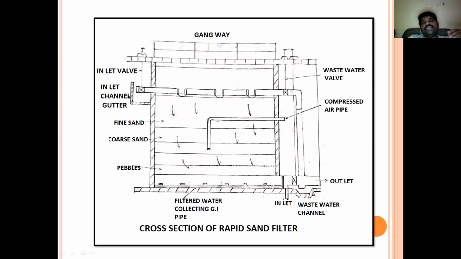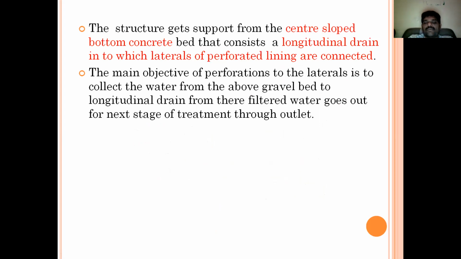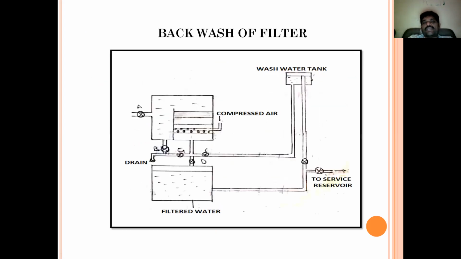And this is the structure. Through the inlet, the flow is regulated by the inlet valve, and the water is distributed uniformly on the sand, passing through the fine sand, coarse sand, and pebbles. At the end, the outlet pipe is the filtered water collecting GI pipe. It takes the filtered water, which will be distributed for further requirements. And this is the wastewater valve flow, and this is the compressed air arrangement pipe, which is immersed in the filter bed. The whole structure is supported on the concrete bed, and this is the backwash of the filter.